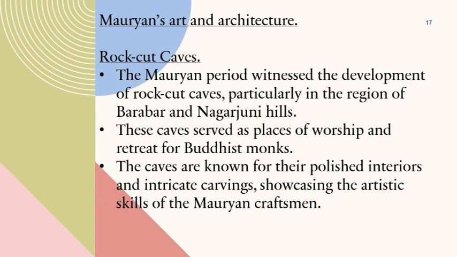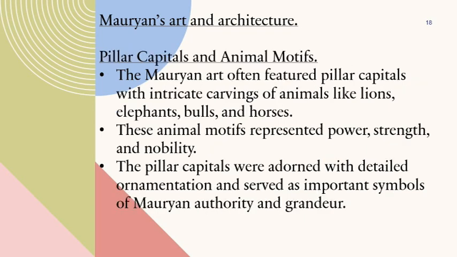Rock-cut caves. The Mauryan period witnessed the development of rock-cut caves, particularly in the region of Barabar and Nagarjuni hills. These caves served as places of worship and retreat for Buddhist monks. The caves are known for their polished interiors and intricate carvings, showcasing the artistic skills of the Mauryan craftsmen.